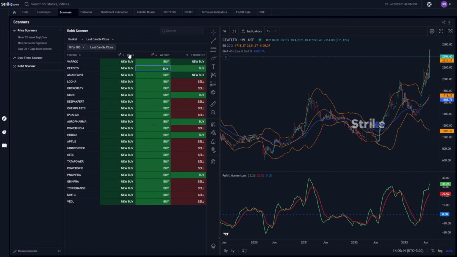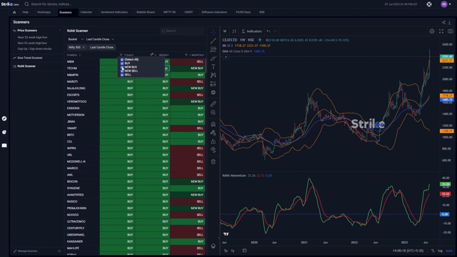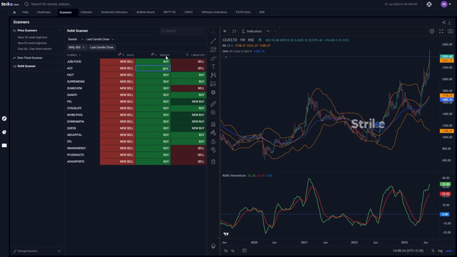Similarly, if I wanted stocks that were giving me short side signals at this point of time, I would unselect. Maybe I would look for new sell signals. And on the weekly, would I really want buy? So you can choose your combinations. Sometimes you might want a different combination, not necessarily a sell and a new sell. Sometimes you might want those which are in buy but are giving a sell on the daily.